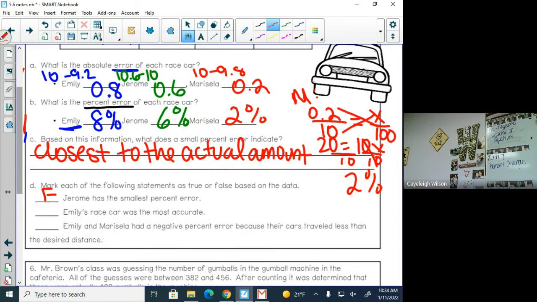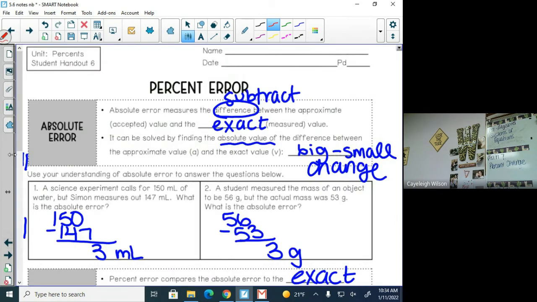All right, Emily's race car was the most accurate. No, hers was actually the farthest from being accurate, because hers was the farthest percent error. Emily and Marcella had a negative percent error because their cars traveled less than the desired distance. False, because percent error is not going to be negative. Those are all. All right, we're going to go back to the front now to do number 4.